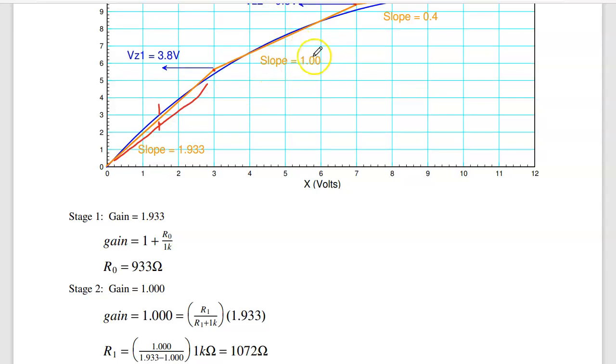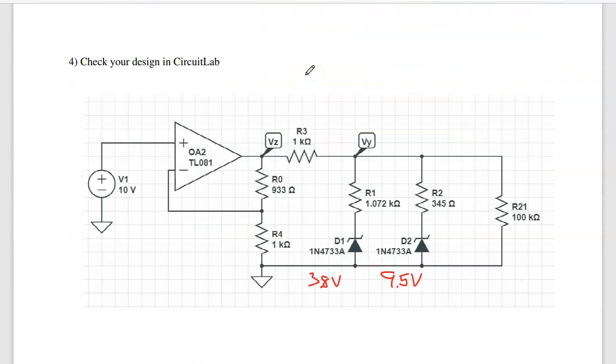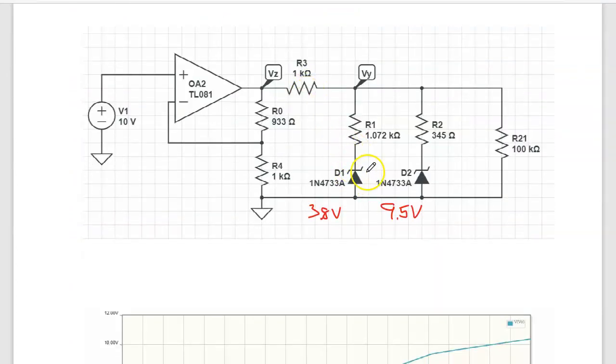Next, the slope turns to 1. What happens is when diode 1 turns on, I suddenly get a voltage divider. This dumps some current, and the gain becomes R1 over R1 plus R3.